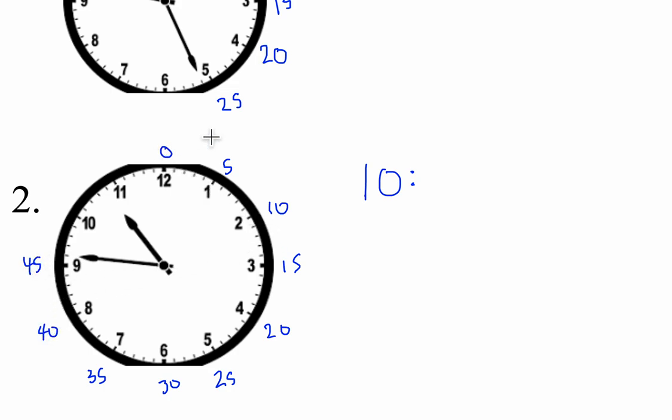Now you don't have to list all of them if you know your times tables, specifically the multiples of 5. So you can just multiply 9 by 5 to get the minutes. And since it's 1 past 9, the minutes would be 46. And you could read this as 10:46 or 46 minutes past 10.